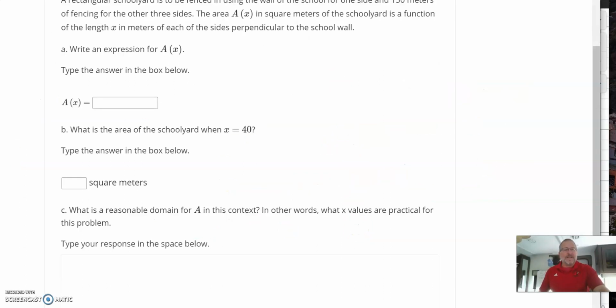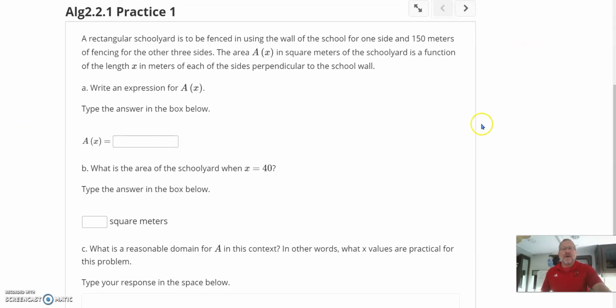Let's take a look at one of the practice problems. This is practice problem number 1 that you have on the homework. It is the schoolyard problem, the same idea. You have a building. So you're going to want to make another rectangle that's X coming out and X coming out, X by X on the sides. And that's the equation we're going to give for the area. We're going to use that to get an area.